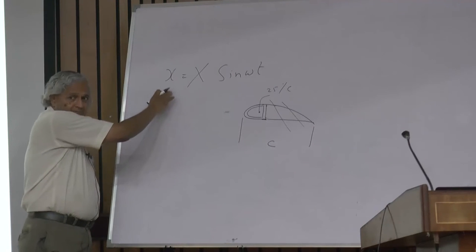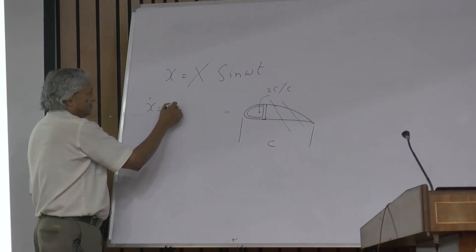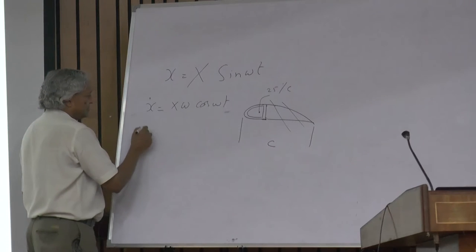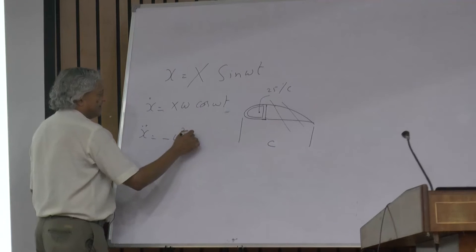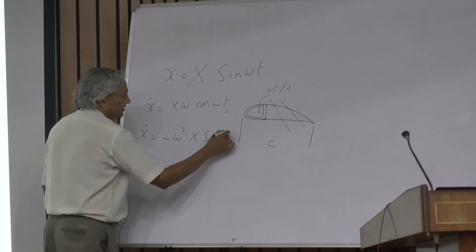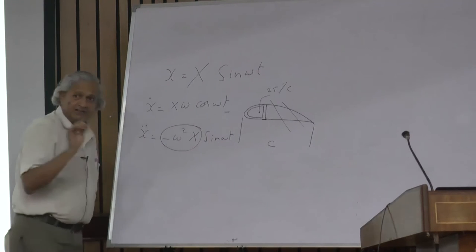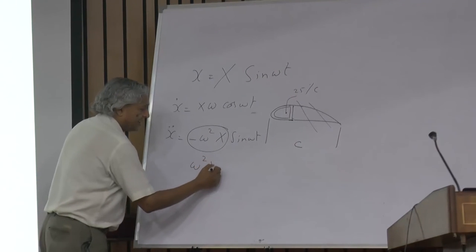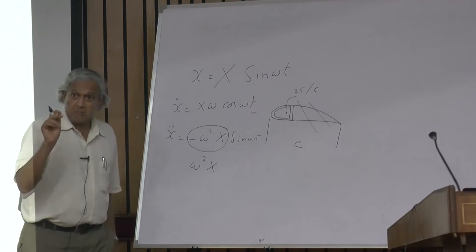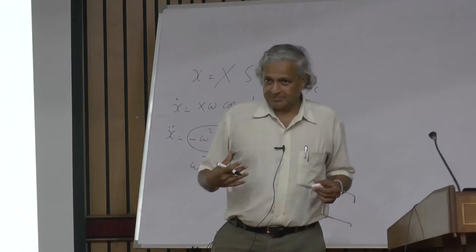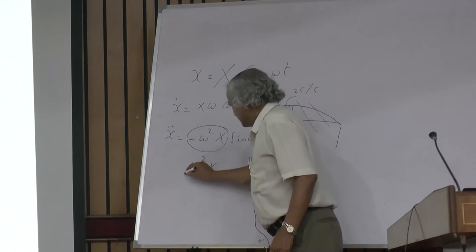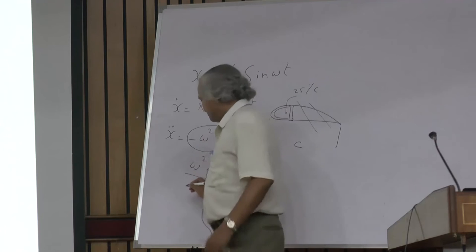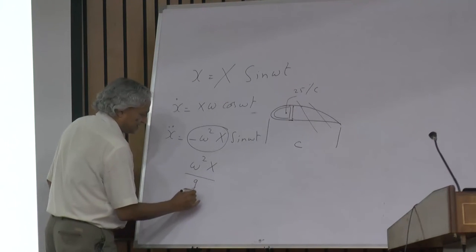what is the velocity? X dot is capital X omega, sine becomes cosine, right? And then the acceleration will be X double dot, which will be minus omega square capital X sine omega t. What is the magnitude of the peak acceleration? The amplitude of the acceleration is omega square X, right? This is my maximum acceleration. Understood? This is divided by the acceleration due to gravity, which is g, 9.81, to non-dimensionalize.